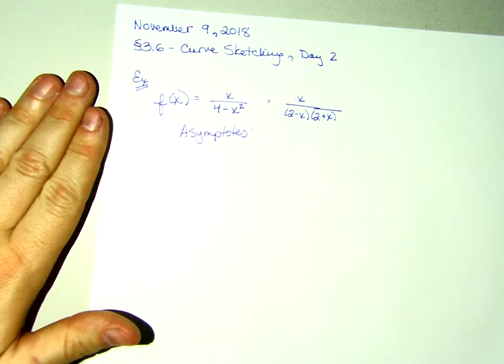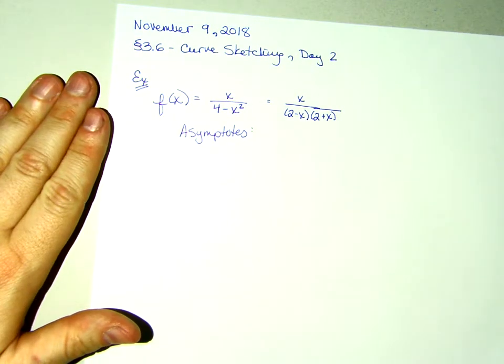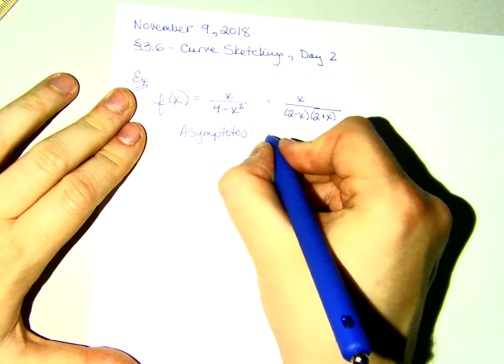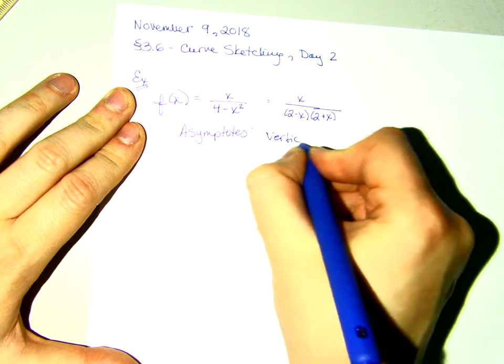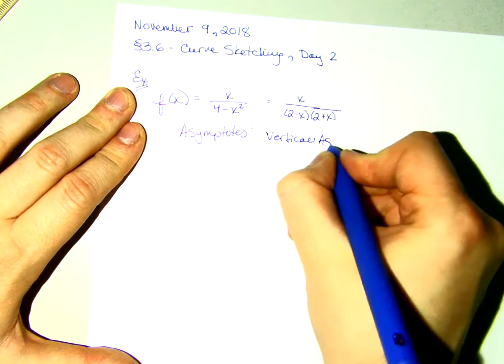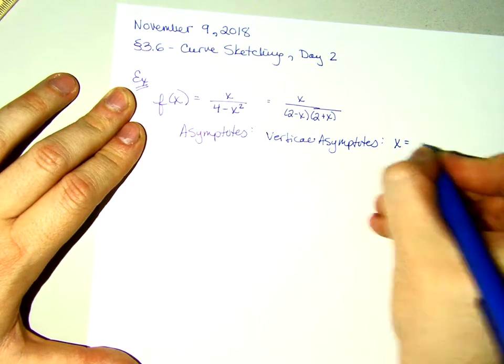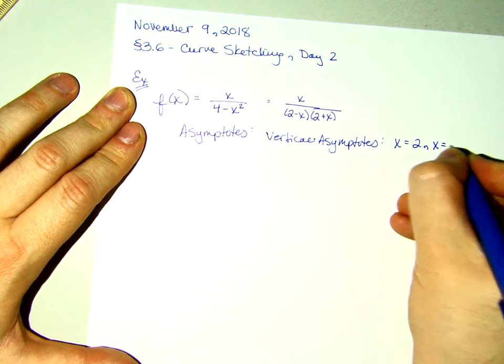Where are the vertical asymptotes? Those aren't equations. x equals 2 and x equals... Vertical asymptotes happen at whatever x values make the denominator 0, and don't also make the numerator 0, because then they'd be holes. We're not going to deal with any of those. x equals 2, x equals negative 2.